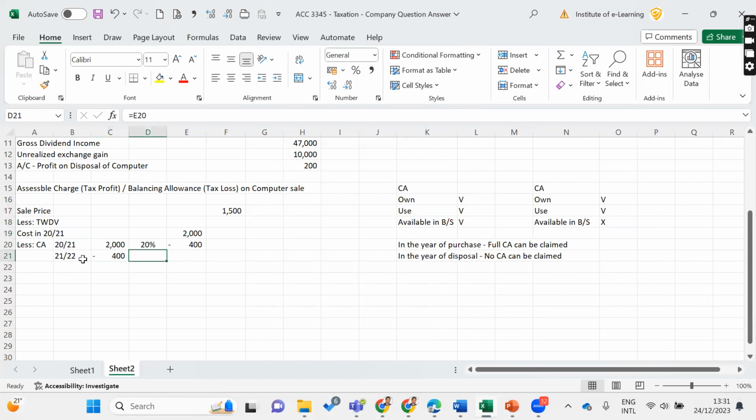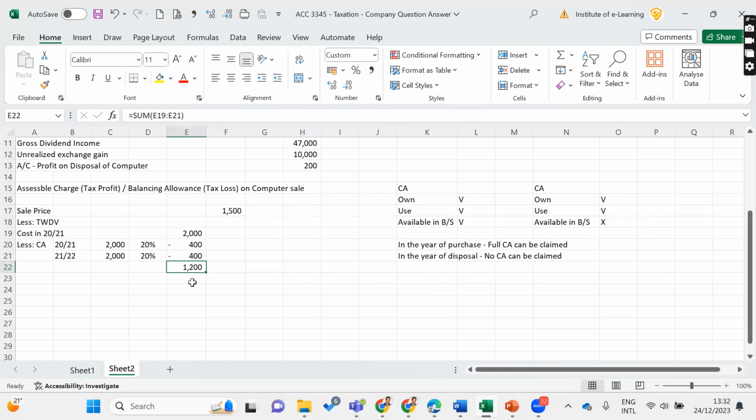So again, for this year, cost, and again 21, 22. So we can claim this much, right? So then, can we claim capital allowance for 22, 23? No, you can't claim because in the year of disposal, the asset is not available at the balance sheet date, right? Then you can't claim.